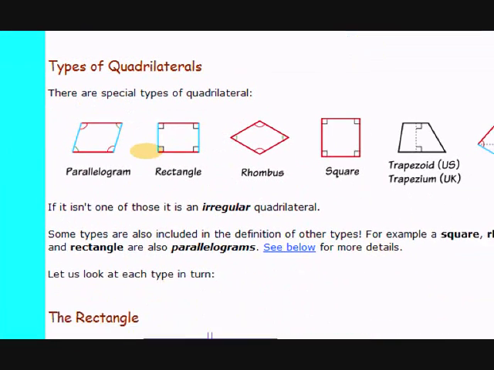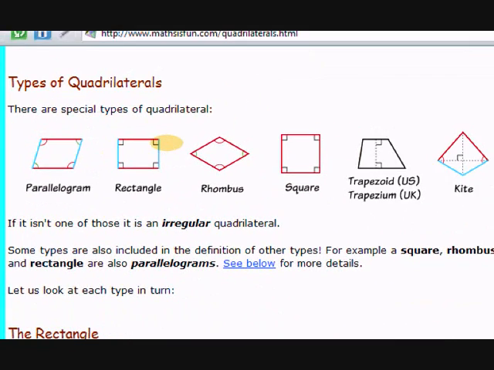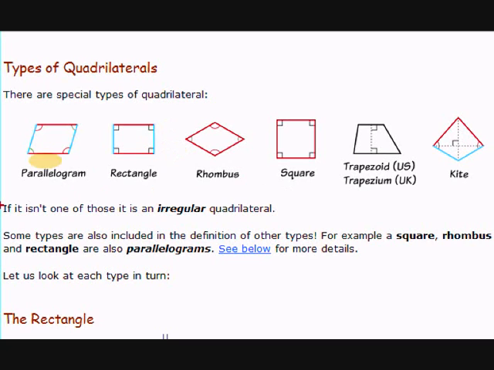What are the types of quadrilaterals? There are special types of quadrilateral. Parallelogram is also a quadrilateral, rectangle, rhombus, square, trapezoid. Trapezium and trapezoid, both are one and the same. Kite, you know the kite, we fly every day. That is also a quadrilateral. If it isn't one of these, it is an irregular quadrilateral.